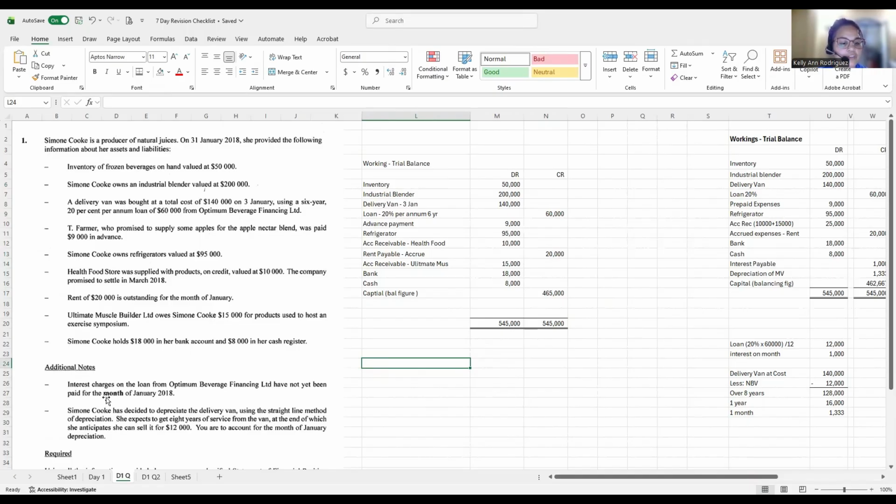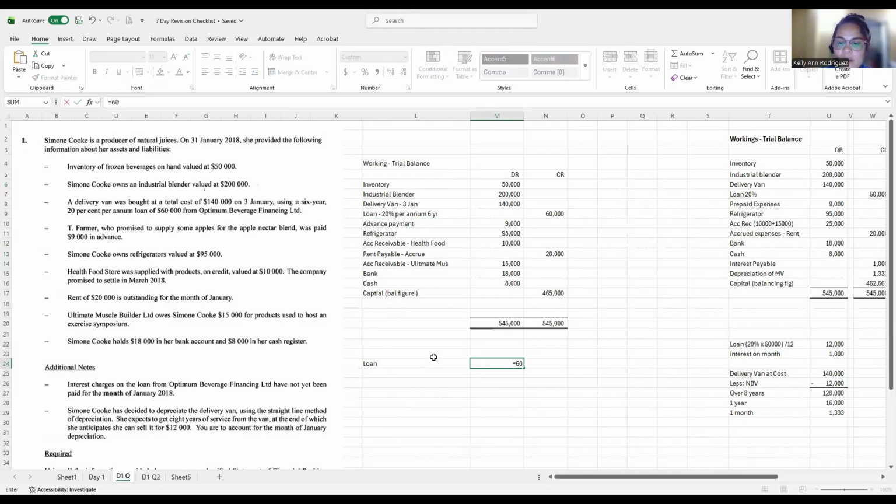The additional note said interest charged on the loan from Optimum Beverage has not been paid for the month of January. So 1 month has not been paid. So now if that 1 month has to be accrued for, we have to calculate for 1 month for this loan. So loan at 20% per annum means to say, let's just work the workings here. Loan is equal to 60,000 multiplied by 20%, 12,000 per annum, and you divide that by 12 to get the 1 month that is outstanding. So divide by 12. So the accrued amount for your loan should be 1,000.